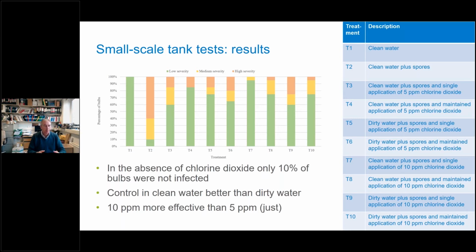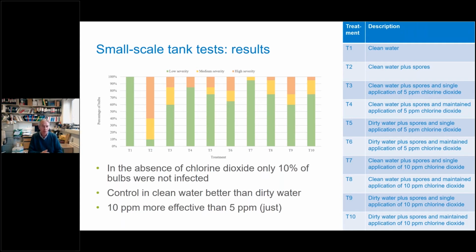The first one is look at T1. So this T1 is only just clean water. And in that, there was no infection, showing one, that the stock of bulbs we had was very clean, but equally that none of the bulbs became infected.